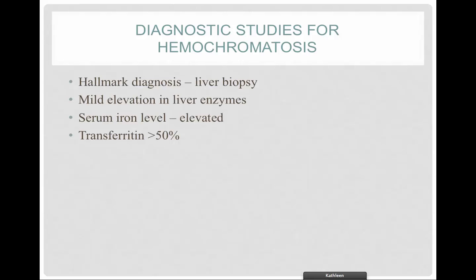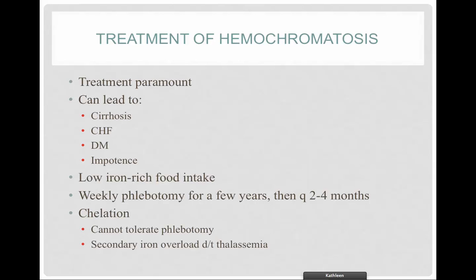Diagnostic studies for hemochromatosis, the hallmark is liver biopsy. Patients might have mild elevation in liver enzymes. Serum iron level is elevated, and transferrin is greater than 50%. Treatment is paramount because if you don't treat them, they can get cirrhosis, CHF, diabetes, or become impotent.